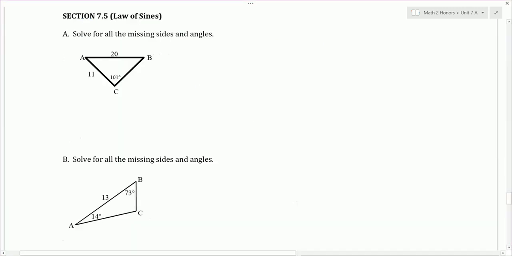For section 7.5, we're going to use the law of sines, which states that if I have a triangle, and it does not have to be a right triangle, so say triangle ABC, we use capital letters for the vertices where the angles are, and then lowercase letters for the side lengths opposite to those angles. Then the sine of angle A over side length a is equal to the sine of angle B over side length b, and that's also equal to the sine of angle C over side length c.